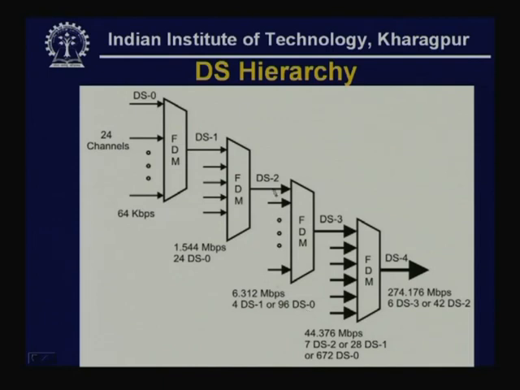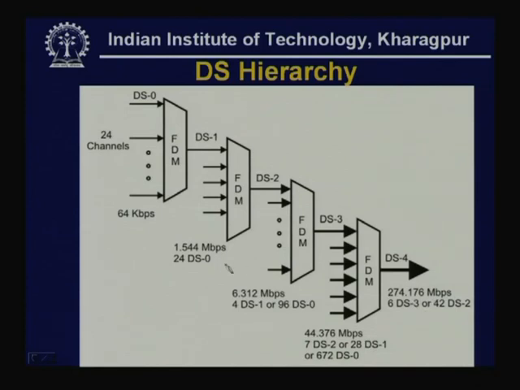You have a choice through each of these lines, DS2 services. Then a DS3 service provides you 44.376 megabits per second, where you can have 7 DS2 or 28 DS1 or 672 DS0 channels. And finally, you can have DS4 service, which will provide you 274.176 megabits per second, and in it you can have 6 DS3 or 42 DS2 or an equivalent number of DS0 services.